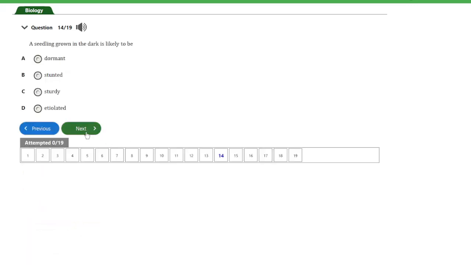So let's look at the next question, guys, and that's question number 14. It says, a seedling grown in the dark is likely to be A, dormant, B, stunted, C, sturdy, D, etiolated.